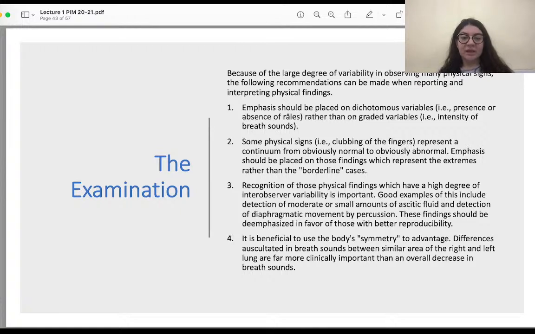reproducibility. It is beneficial to use body symmetry to advantage. Differences auscultated in breath sounds between similar areas, the right and left lung, are far more clinically important than an overall decrease in breath sounds.